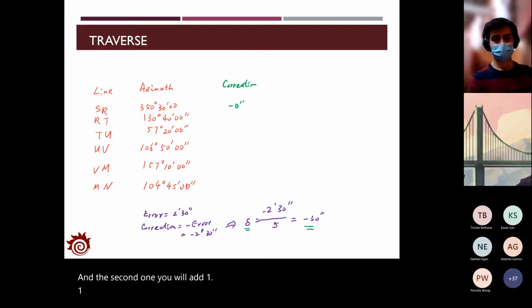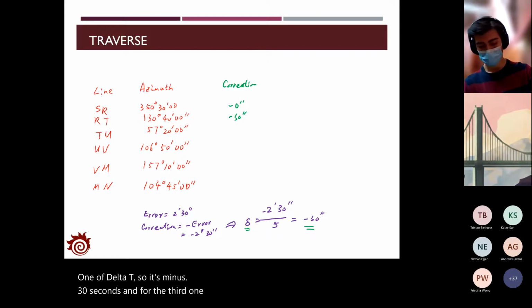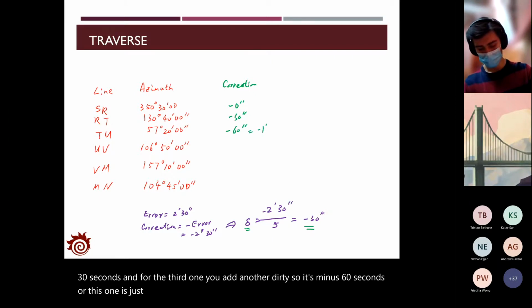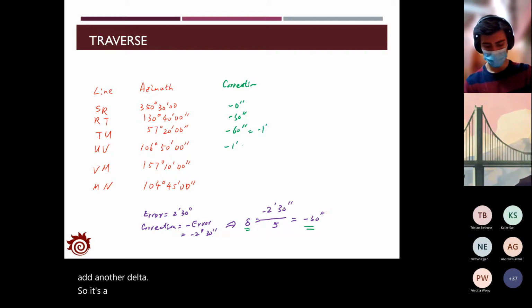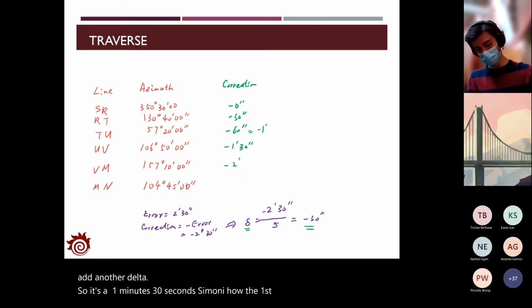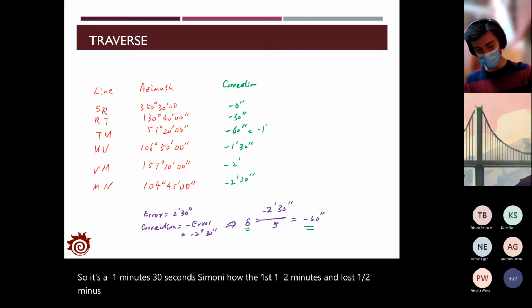And for the second one, you add one delta t, so it's a minus 30 seconds. For the third one, you add another delta, so it's a minus 60 seconds, which is just minus 1 minute. For the next one, similarly, you add another delta, so it's a minus 1 minute 30 seconds. Similarly, the next one is minus 2 minutes, and the last one is minus 2 minutes 30 seconds.